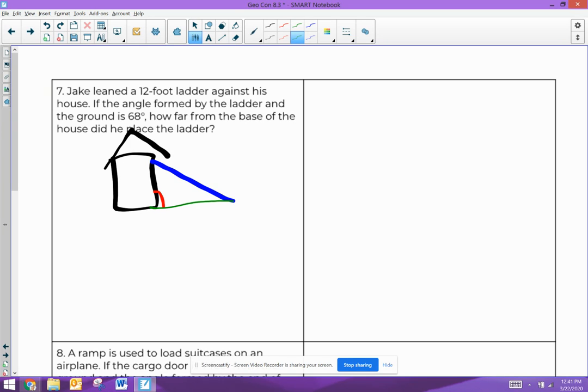If the angle formed by the ladder and the ground is 68 degrees. So the angle formed by the ladder and the ground is 68 degrees. And the ladder is 12 feet tall. So this is the ladder here. We want to know how far from the base of the house did he place the ladder? So that's what I'm looking for, that horizontal distance. How far?